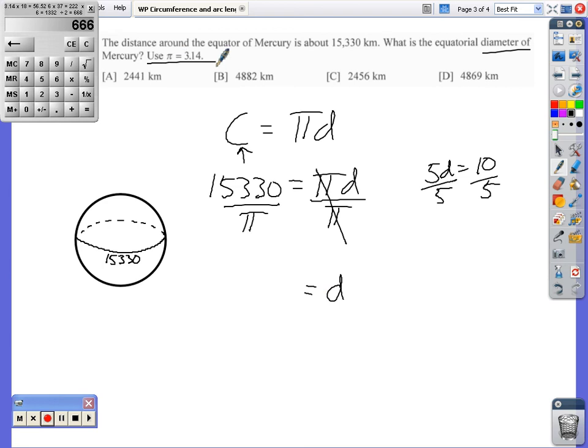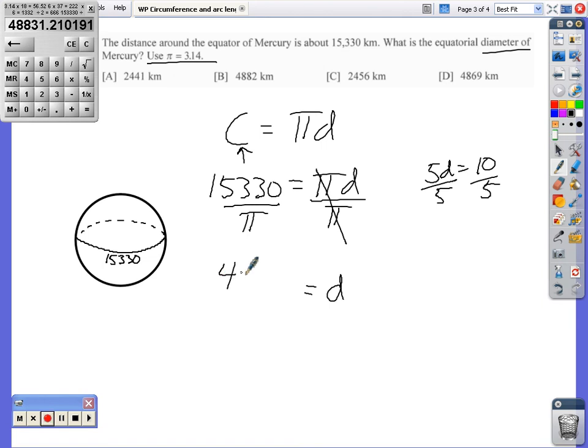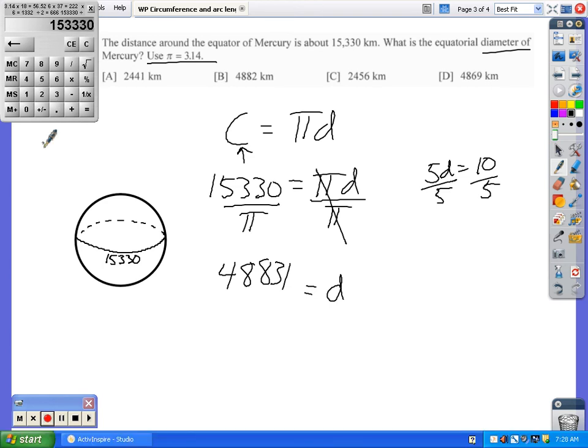What do they say? Use 3.14 for pi. So we're going to go 15330 and divide it by 3.14, and we get d, or diameter, equals 48,831. Whoa, I did something wrong there. I must have missed a, let me clear that entry and put in that 15330.